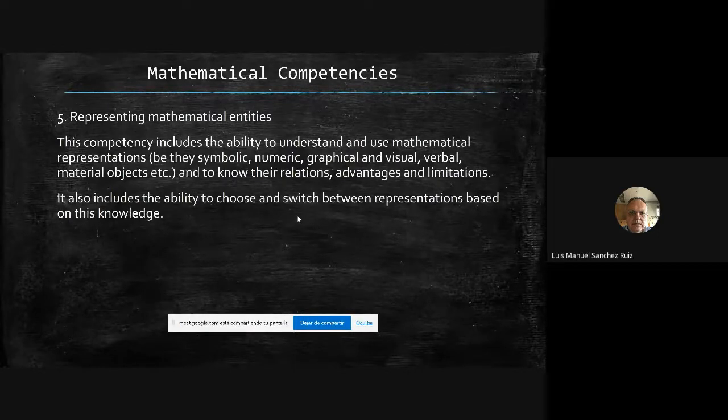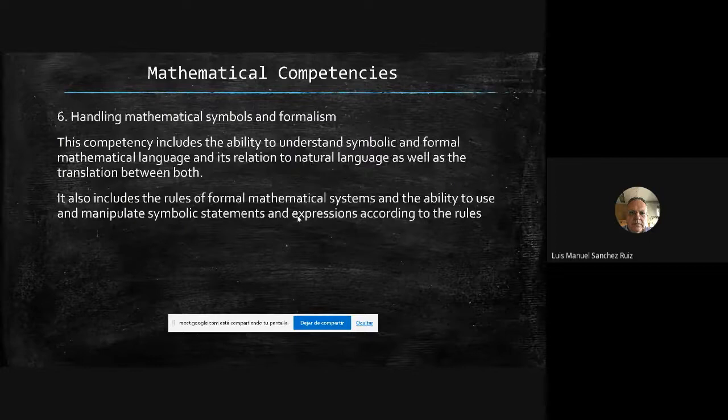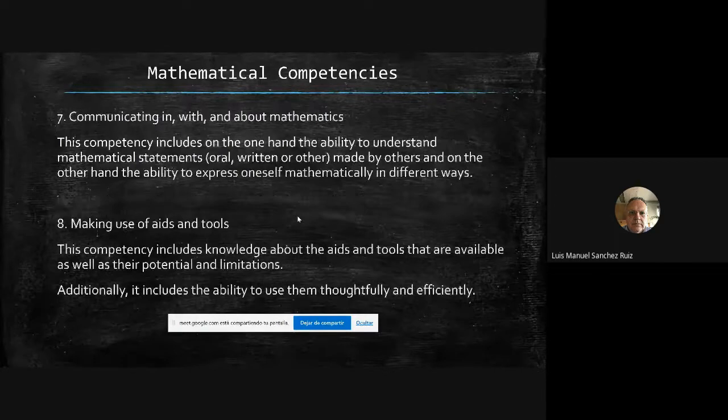So that is representing mathematical entities. Sixth is handling mathematical symbols and formalism. This competency includes the ability to understand symbolic and formal mathematical language and its relation to natural language, as well as the translation between both. It also includes the rules of formal mathematical systems and the ability to use and manipulate symbolic statements and expressions according to the rules. The last 2 ones are communicating in, with, and about mathematics.